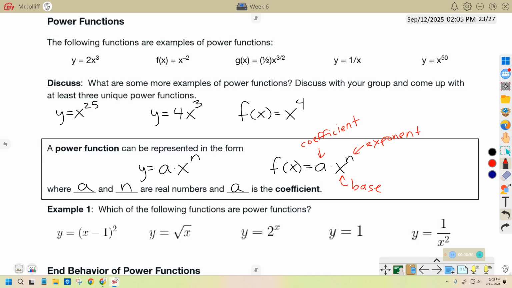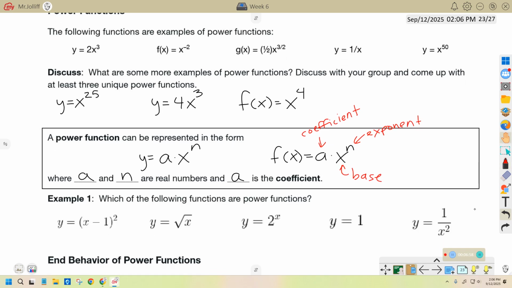Notice that n could be any real number. So I could raise x to the 0 power. 0 is a real number. What's x to the 0? 1. Yeah, which is a number. So y equals a number, our constant function from our toolkit functions, is a power function with x to the power of 0. Yeah, very good.